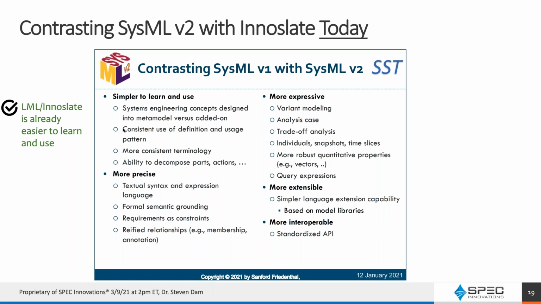We try to give you views having consistency. We have view frameworks we use for that purpose to help guide you and work through things easier. And of course, all the concepts you need in one meta model, it's not an add-on. So we have no add-ons. We have no plugins to our tool. Okay, so more precise, let's walk through that. Yes, we have all those: textual syntax, expression language, formal semantics, requirements as constraints, and reified relationships. So again, we've got it all.